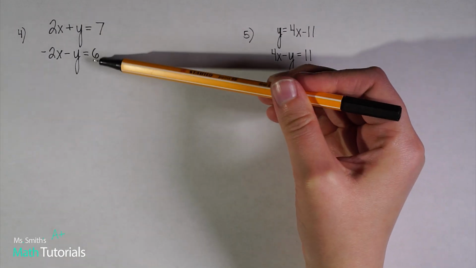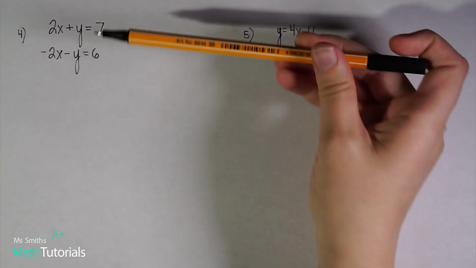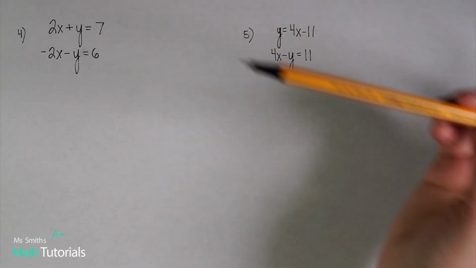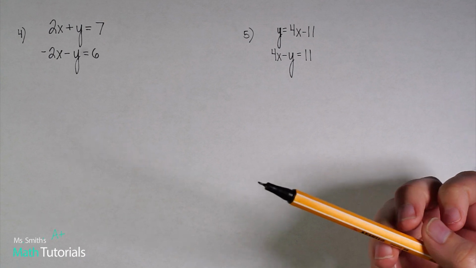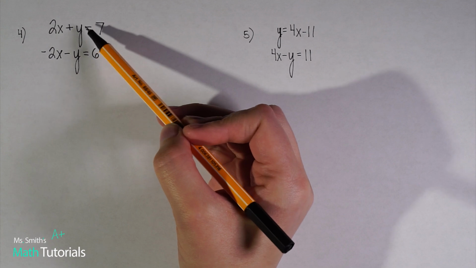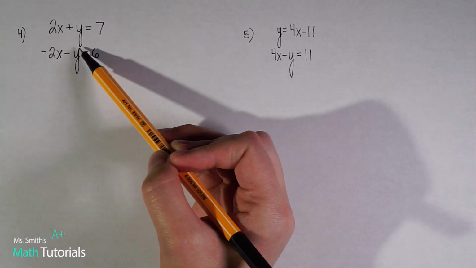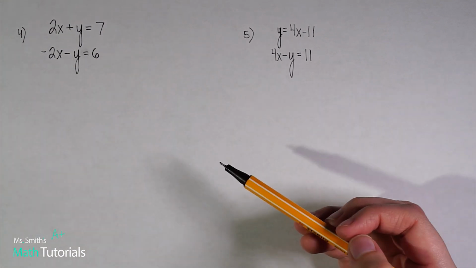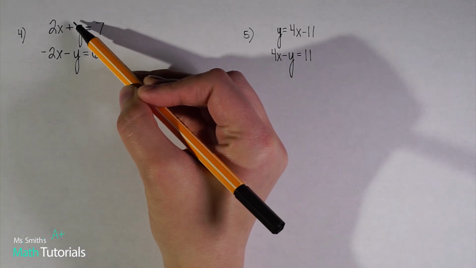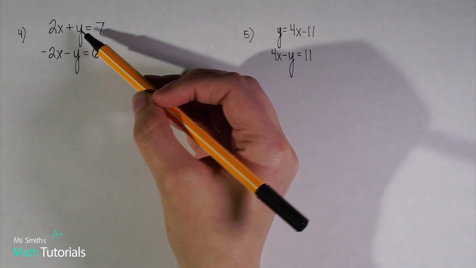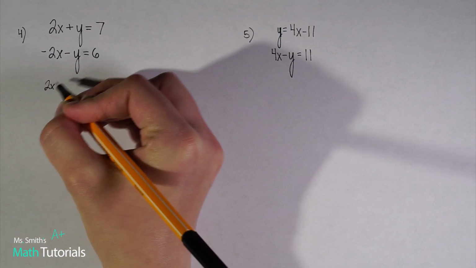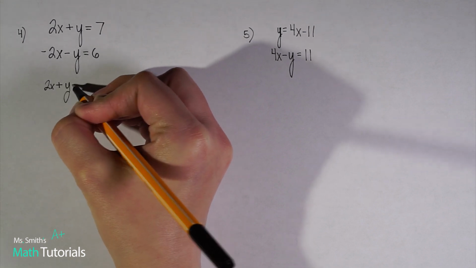For number 4, again, it's not an ideal situation for substitution simply because I don't have an x or y alone, but we've got to know how to do it. So I want to get either my x alone here, my y alone here, x alone there, y alone there, whichever one you choose. There's really no wrong solution. So I'm going to choose, because this y is already positive and already alone, I'm going to target that y and get that y alone. So I'm going to rewrite that top equation, 2x plus y equals 7.